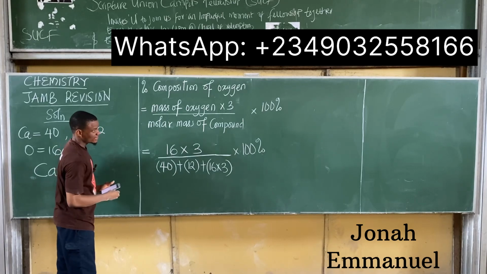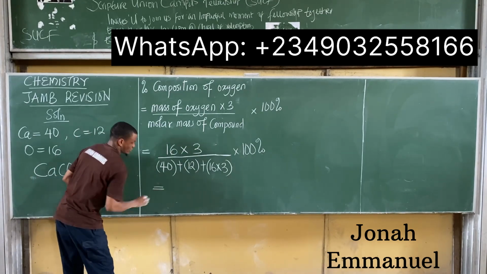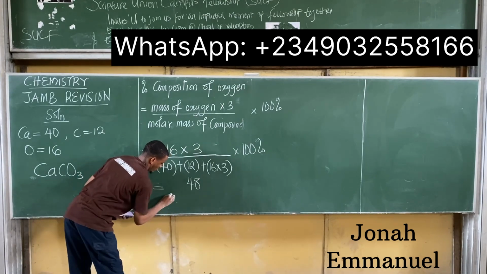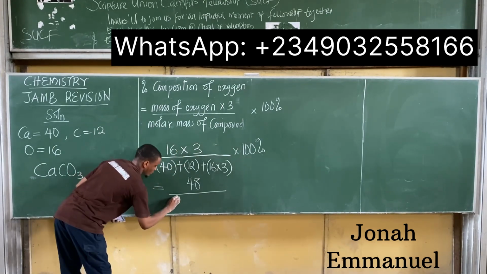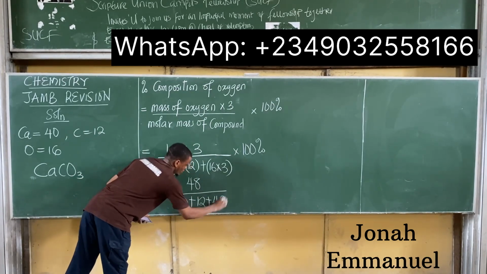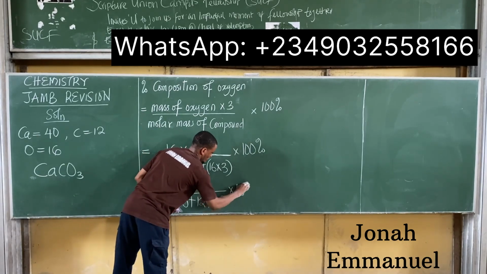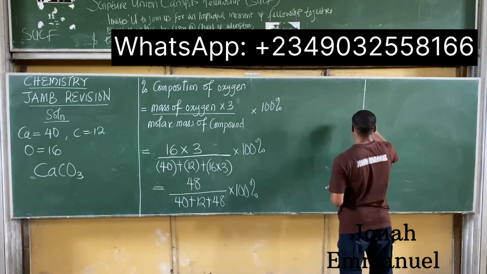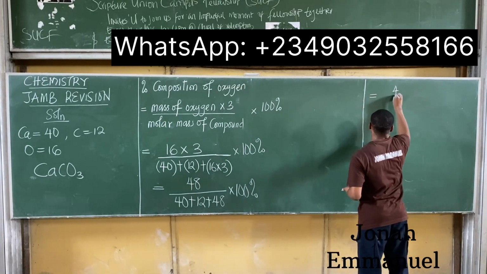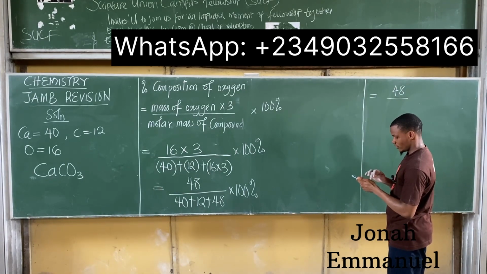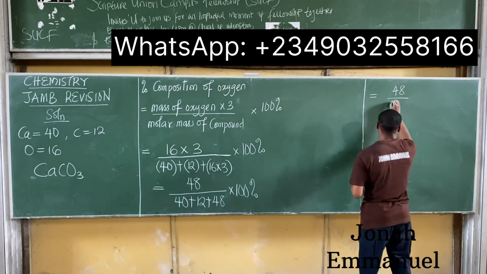All right, so we'll solve this simple maths and see our answer. So 16 times 3, that should be about 48 all over. This is 40 plus this is 12 plus this is 48 times 100%. All right, bring in values. If I bring in values, so this is equal to 48 all over. Let's look at, that should be a 100. Yep. 40 plus 12, that's about 52 plus 48, that's like 100.